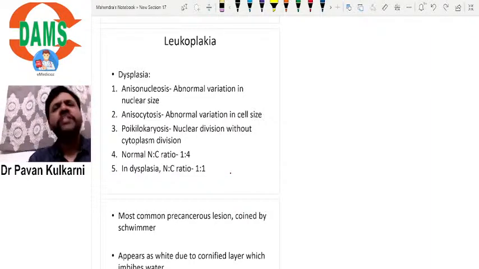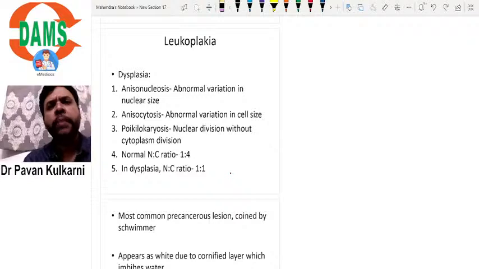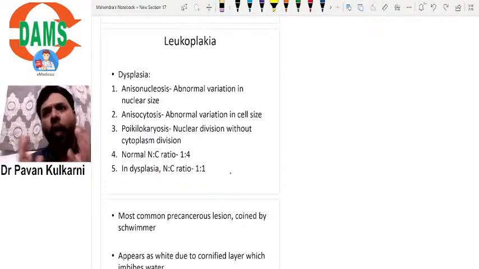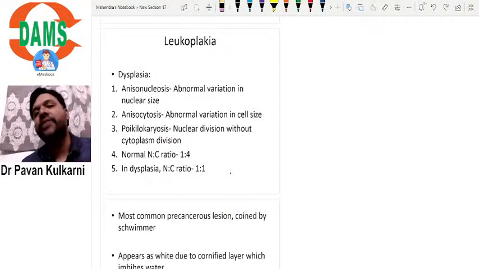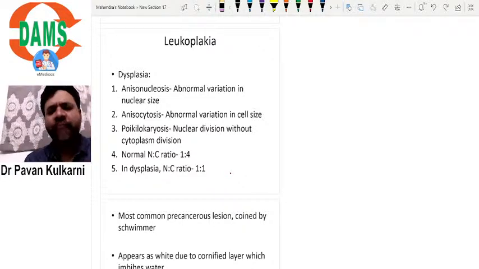Now what is dysplasia? Dysplasia is a disturbance or alteration in the cell morphology. We know that epithelium has various cells and various layers. If there is some morphological or cellular alteration in these layers, we call that dysplasia.